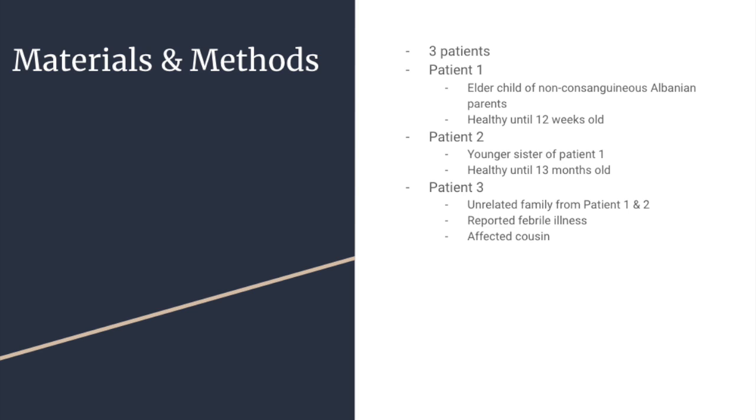Now onto the materials and methods of this paper. They examined 3 patients. Patient 1 was the elder child of non-consanguineous Albanian parents, where non-consanguineous essentially means that they were not related by blood. And essentially, this child was healthy until he was 12 weeks old, and then he developed a febrile illness 1 week after he took the MMR vaccine, and he was unresponsive to any antibiotics.